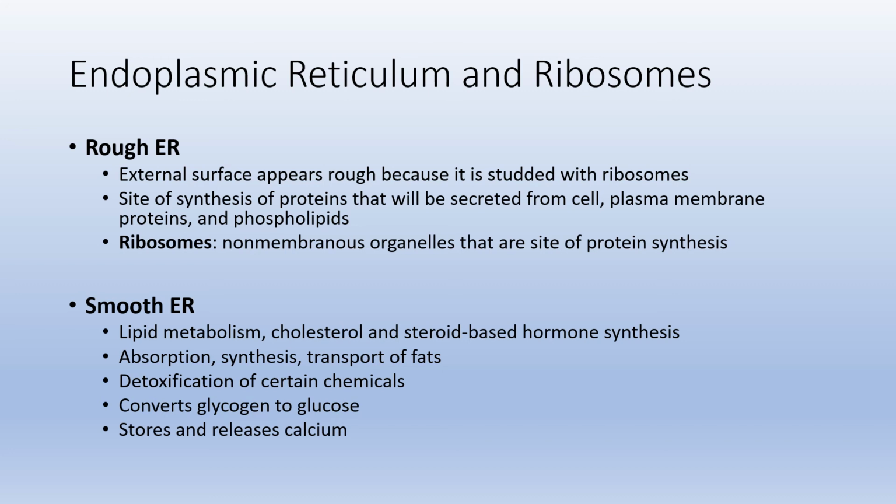Smooth ER, or smooth endoplasmic reticulum, appears to be smooth because it does not contain ribosomes. We will see smooth ER responsible for the metabolism of lipids or fats, as well as cholesterol. We will see the smooth ER detoxify certain chemicals, such as drugs or alcohol. And we will also see smooth ER convert glycogen to glucose, as well as store and release calcium. So again, these definitions are extremely important for your exam.